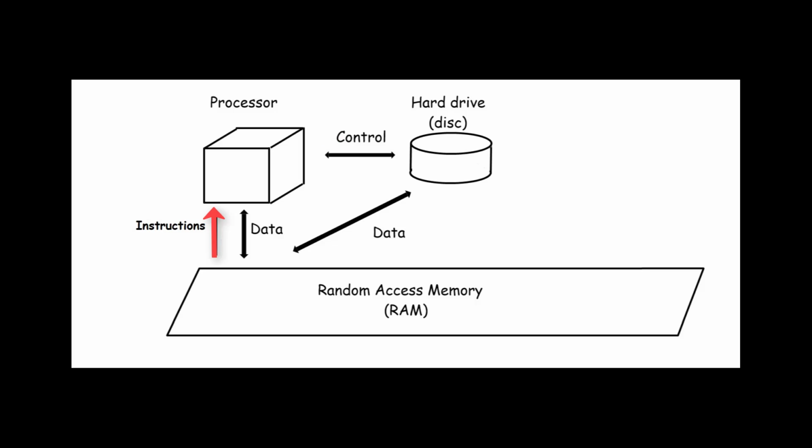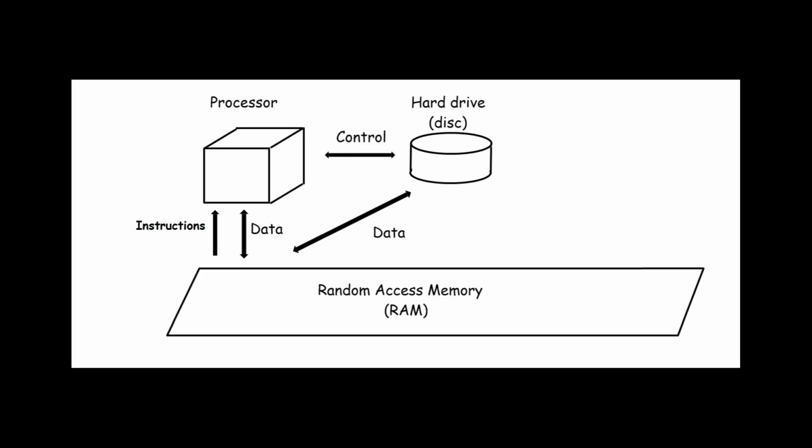Notice that the processor fetches instructions from RAM. When an instruction says, perhaps, to add two numbers together, the processor fetches the numbers from RAM, does the arithmetic, and then stores the result back into RAM.